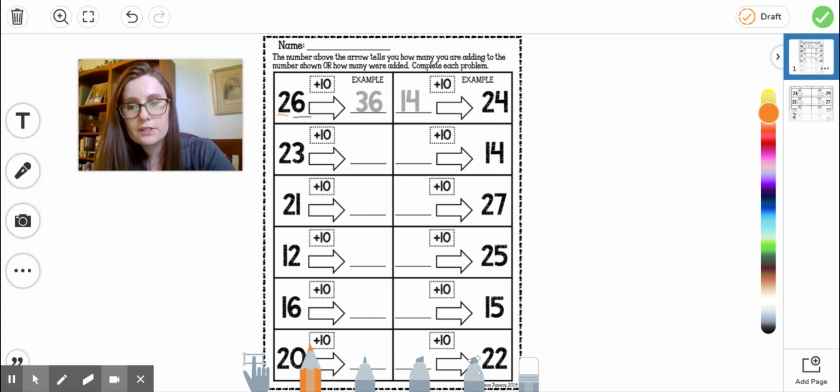So the first thing I want to do is I want to just warm my brain up, and I'm going to count by tens. You count with me?